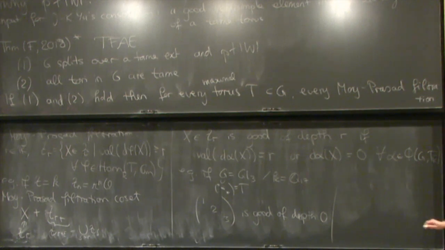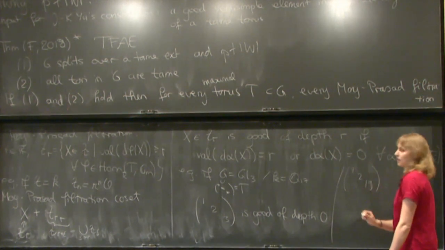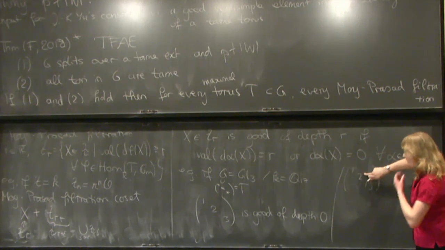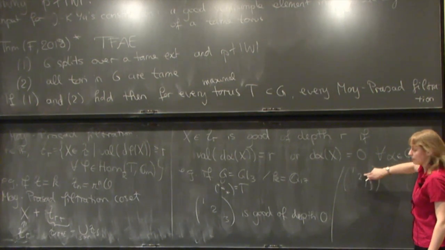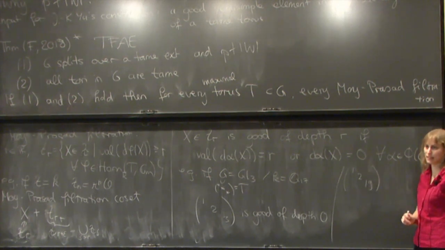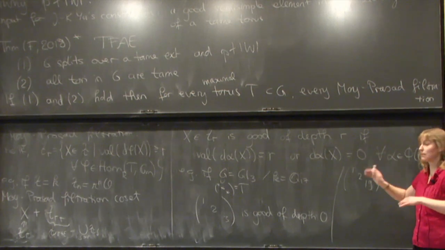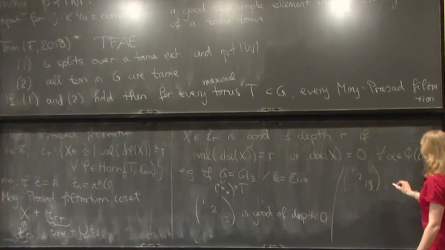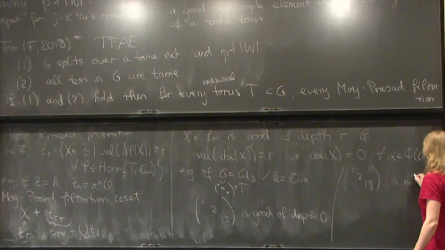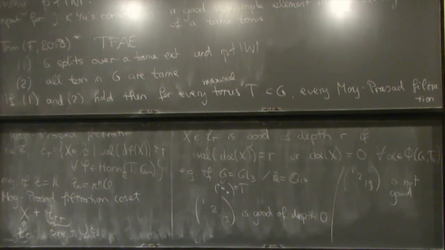But on the other hand, if you look at the element 1, 2, 19, the root corresponding to this pair applied gives 1. The difference here is 17, so the valuation of 17 is 1, the valuation of 1 is 0. So you have different valuations, so you can't find an R such that you always get the same. So this means this element is not good. It's not good for any depth.